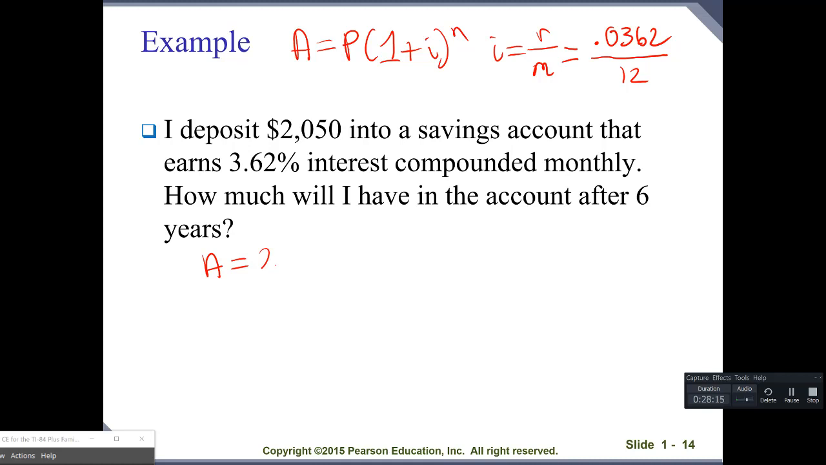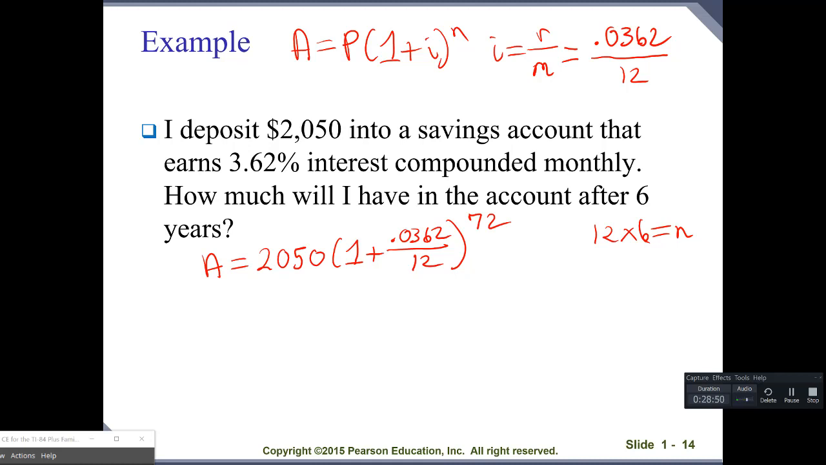My future value is my principal, $2,050, times 1 plus 0.0362 divided by 12. And now we'll figure out what N is. So it's 12 times a year for 6 years. So that's going to be 12 times 6 is what N is going to equal. 12 times a year for 6 years is 12 times 6, and 12 times 6 is 72.